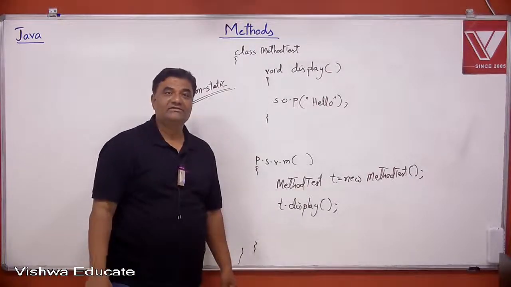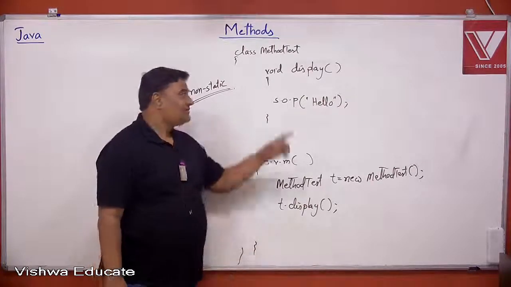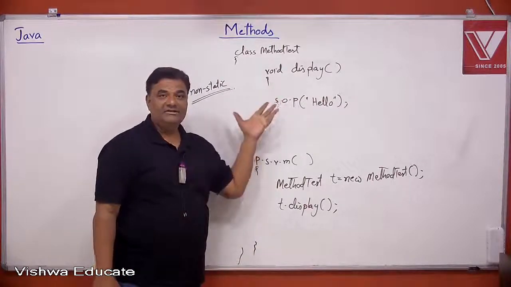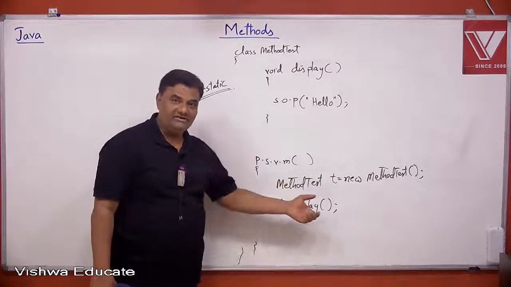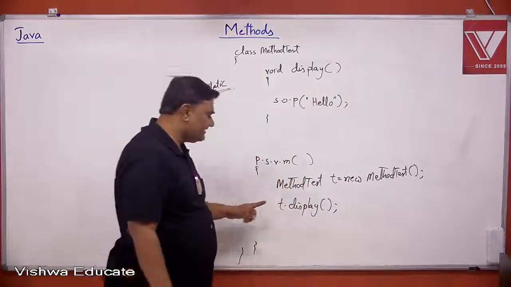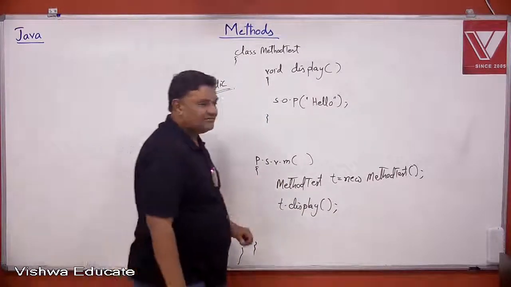So the topic is calling a non-static method. If a non-static method is there in a class, then main can call that method only by creating an object. After creating an object, it can call that method upon the object. So take this one.